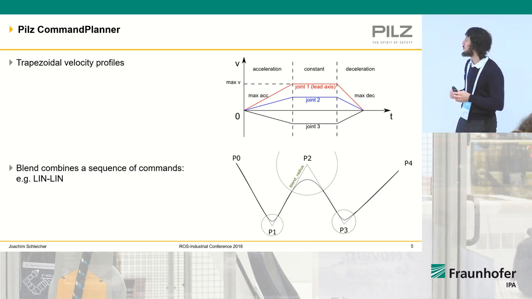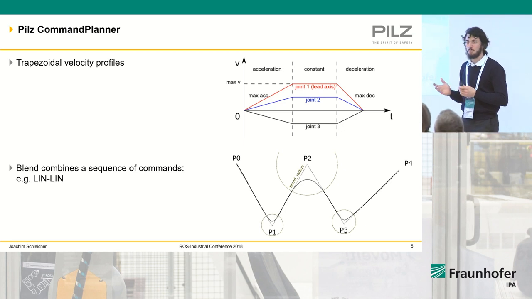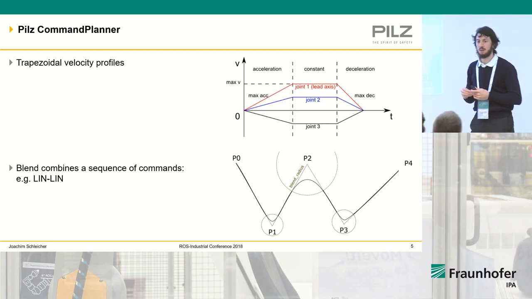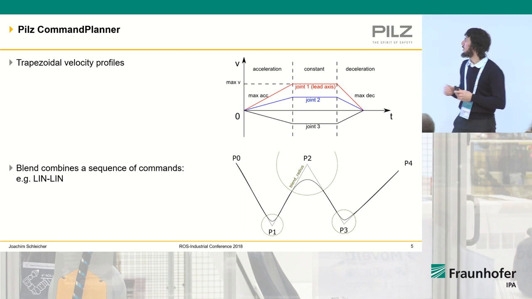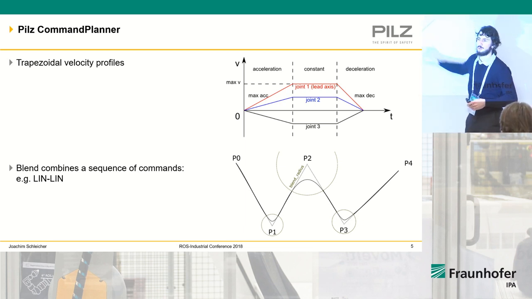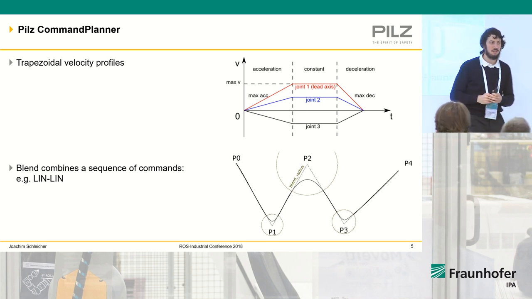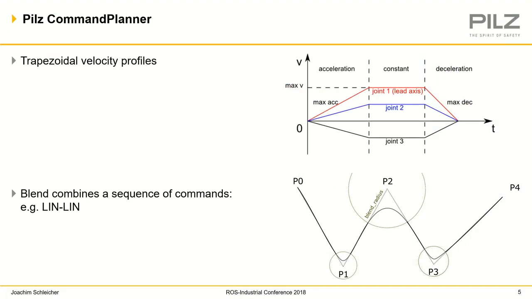An additional feature is trajectory blending. So if you have multiple linear or point-to-point sequences, you can combine them together. And once your robot reaches the target within a specific radius, the planner is allowed to deviate from the path and already target the next goal. And once it leaves this radius, it's back on the original linear movement again. So that's also a standard feature of industrial motion.